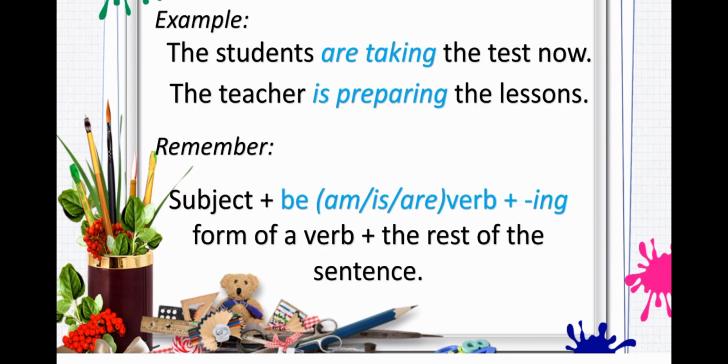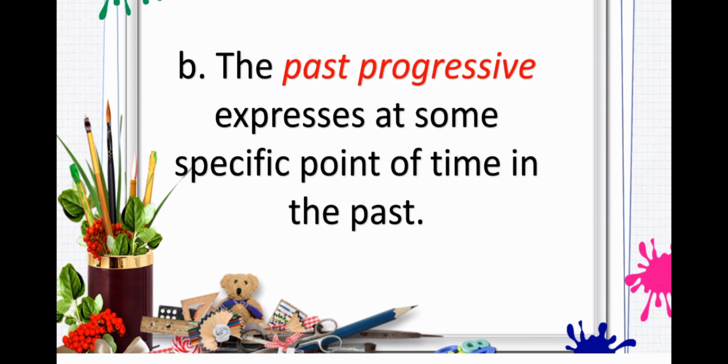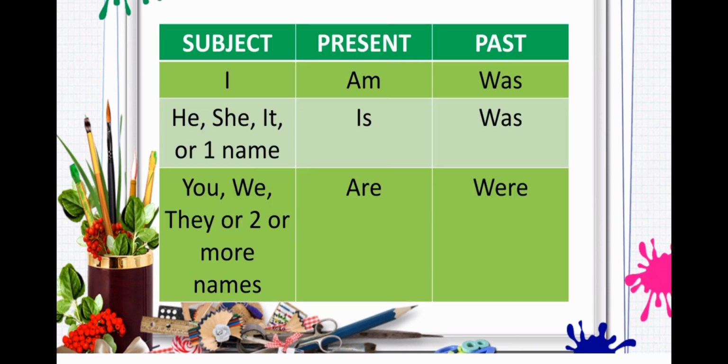Example, the students are taking the test now. The teacher is preparing the lessons. Ito ang rule, subject plus be, am, is, are, plus the ing form of a verb plus the rest of the sentence. Next is the past progressive, expresses an action at some specific point of time in the past.